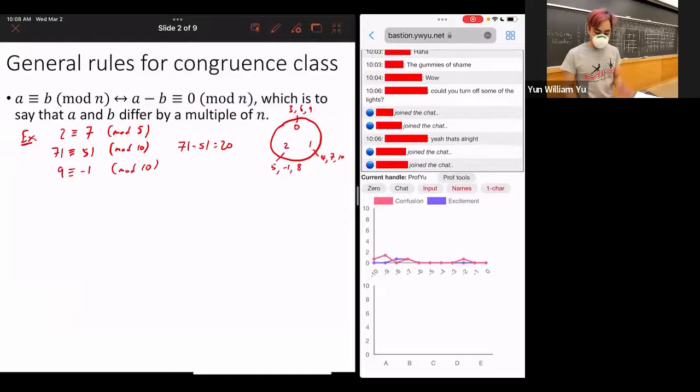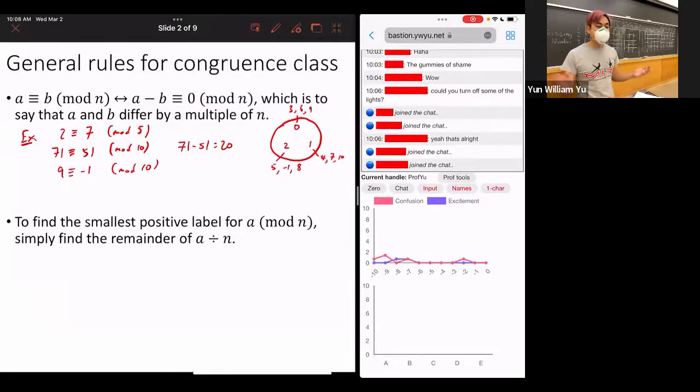And of course, in order to do this, there is an easy way to find the smallest positive label for a positive number that you're starting with, which is to find the remainder of a divided by n. So for example, 7 divided by 5 is equal to 1 remainder 2. And so 7 is congruent to 2 mod 5.